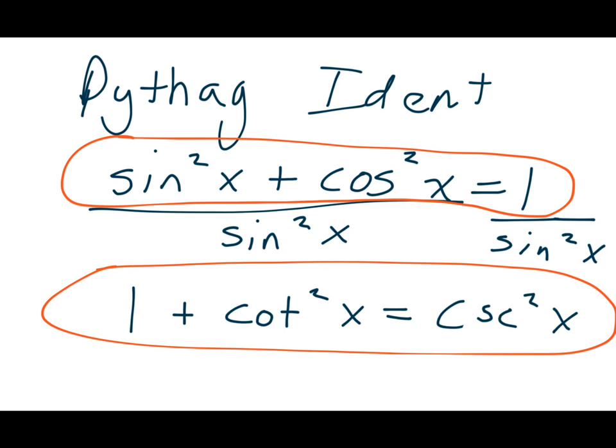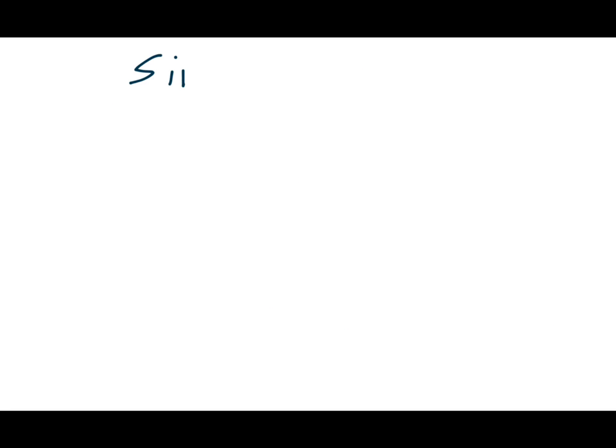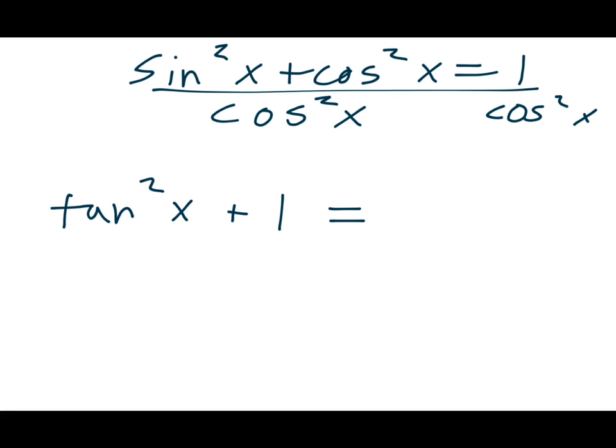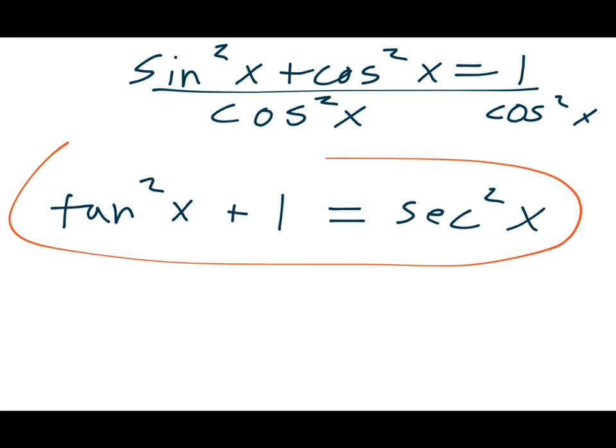So then if I take it again, and now I divide by cosine, sine over cosine is tan, cosine over cosine is 1, and 1 over cosine is secant. Okay, and there's my other identity. Okay, so how can we use these?